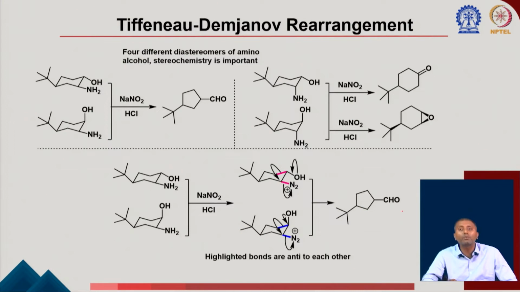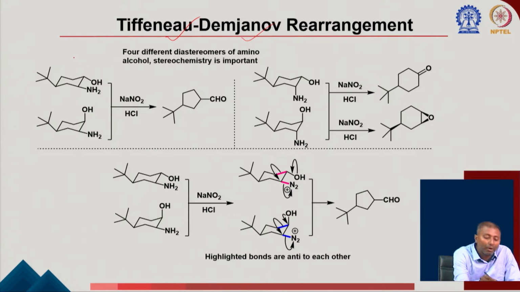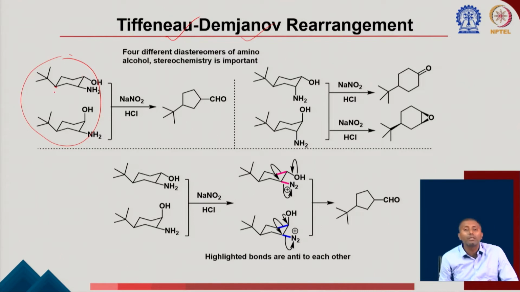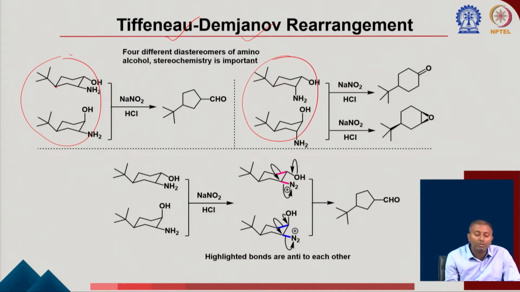Now I am going to talk about the Tiffeneau-Demjanov rearrangement with an example of a cyclohexane where you have a tert-butyl group in this position, and then you have the amino alcohol. If you put this tert-butyl group in the equatorial position, you lock the conformation. Now you have 4 different diastereomers here, 2 here and 2 here. Once these 4 diastereomeric amino alcohols are treated with NaNO2 and HCl, they will end up forming different products. So now we are trying to understand why they are forming different products here.